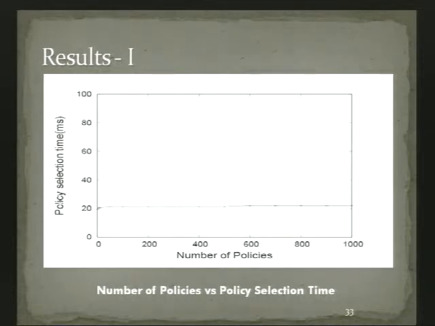The first experiment gives you a graph of what the policy selection time is as the number of policies increases, which is kind of unrealistic, to think that you will have 1,000 policies in the database. But this gives you an idea that the policy selection time remains constant, which is very good in terms of the scalability of the system. So you keep adding policies to your mechanism, and the selection time remains constant. It's around 20 milliseconds in this case, but it can be brought down lower if you write your code in C instead of PL/pgSQL.